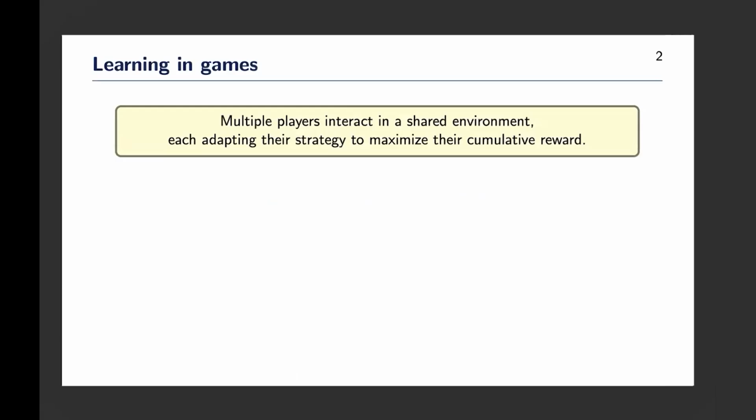So this talk is about basically learning in games, where there are several players in a shared environment, each aiming to maximize their cumulative reward based on past observations they can obtain as a result of interaction with other players.